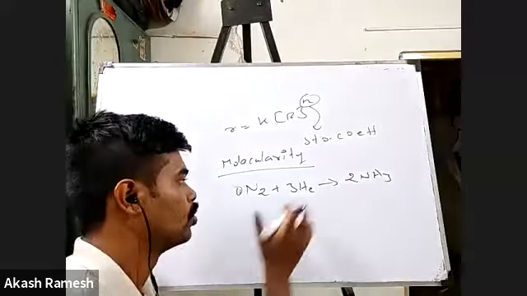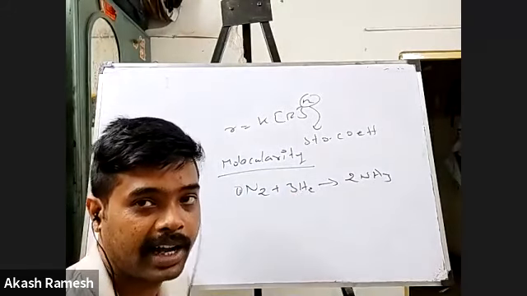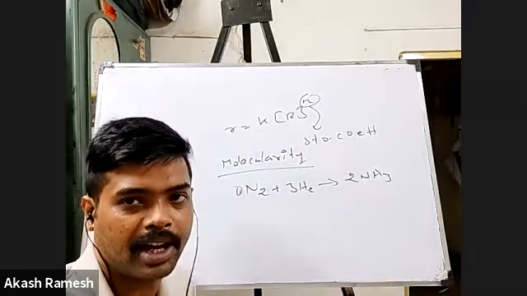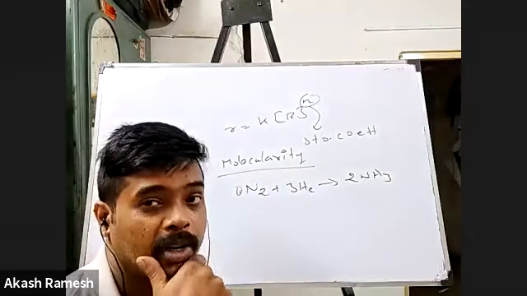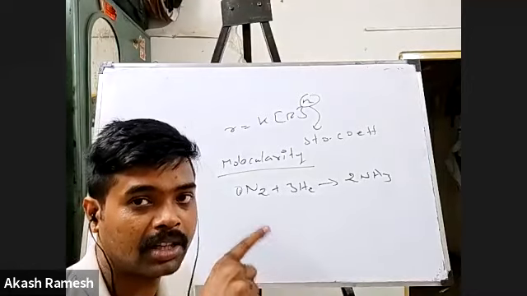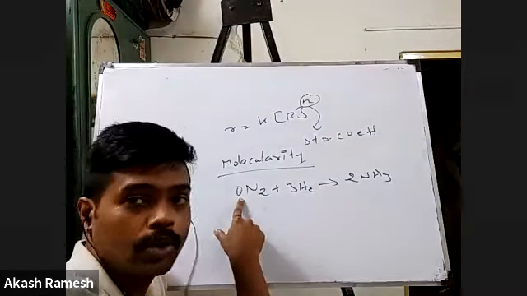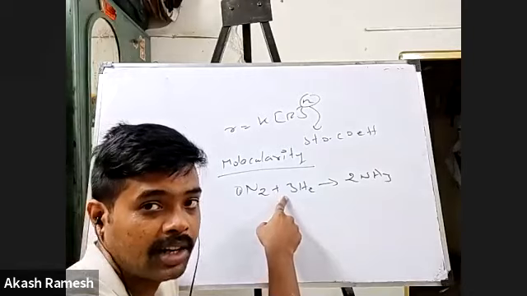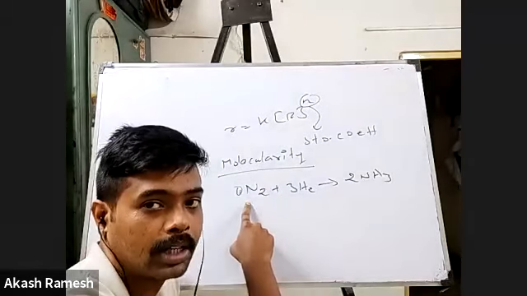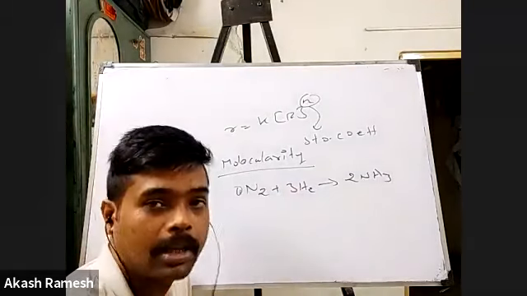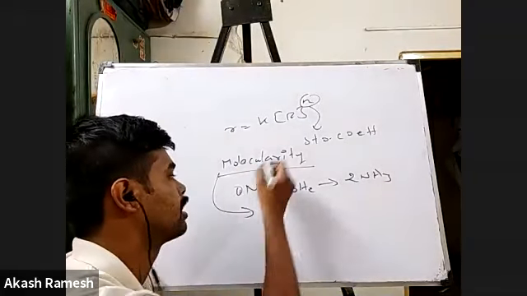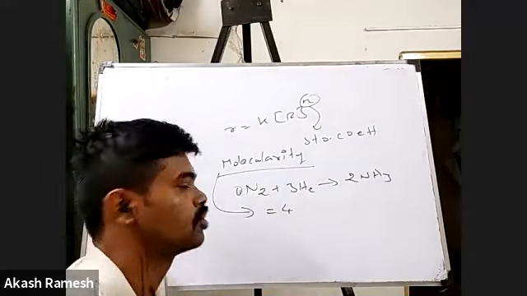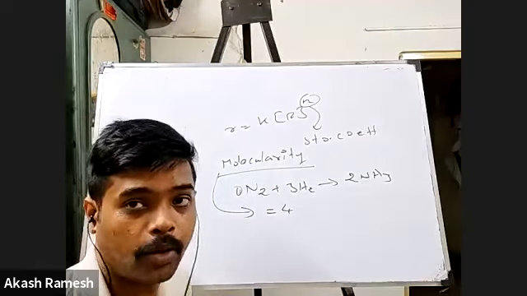So if you look at this, I have 1 mole of N2 and 3 moles of H2 reacting, and assuming that this is an elementary reaction, molecularity speaks about the number of reacting species. So how many? 1 N2, that is 1 molecule of N2, and 3 molecules of H2 are reacting, correct? So I can say that molecularity for this reaction is 4. 1 plus 3 is 4, right?